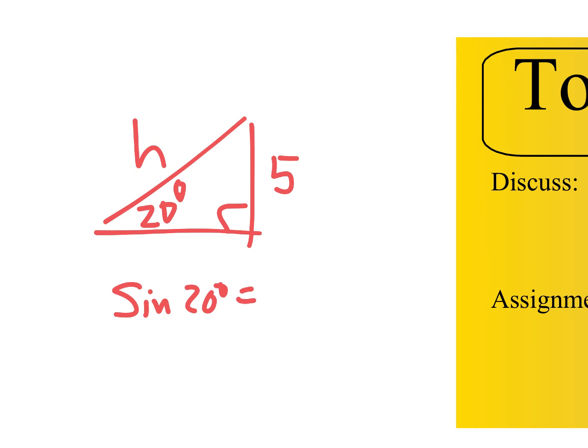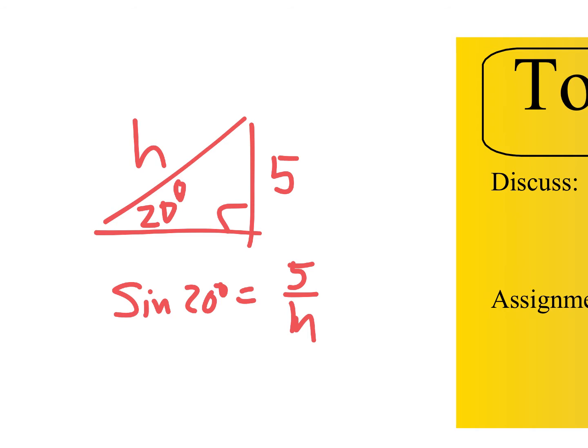equals what? Opposite over hypotenuse, so therefore what? 5 over h. And you could solve that for h pretty easily. Alright. Now you might be like, well, I don't know what sine of 20 is. I don't expect you to.